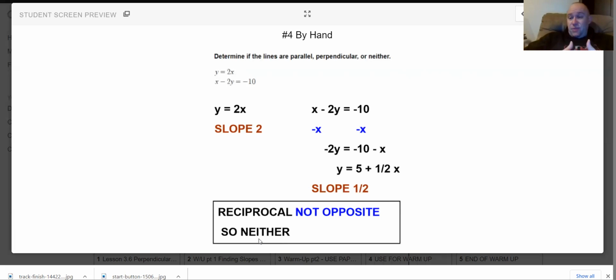And sometimes you can see straight away if it's not perpendicular just by the fact that if you have two positives, clearly they're not opposites. Or if you had two negatives for the same reason, they wouldn't be opposites either, so you know that they wouldn't be perpendicular.